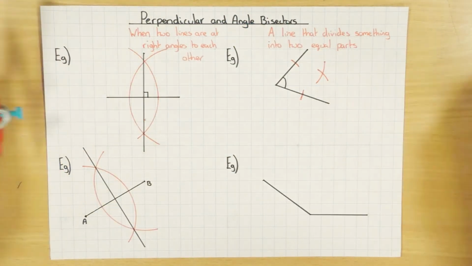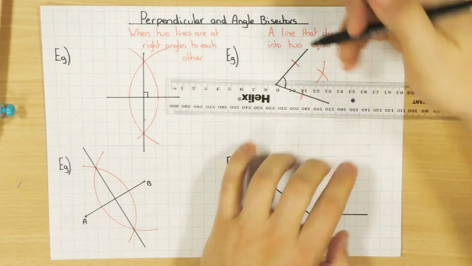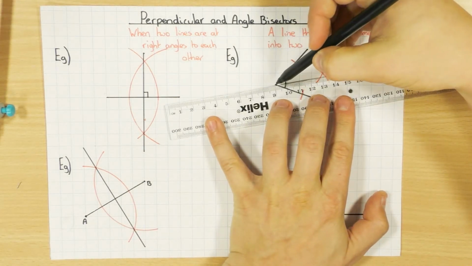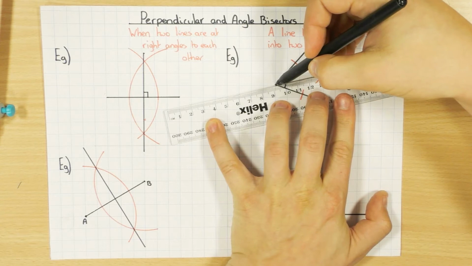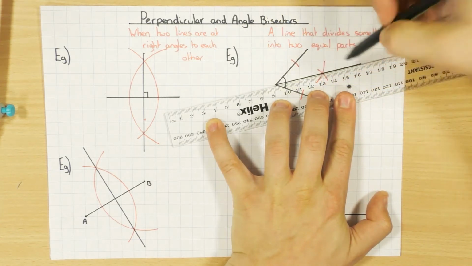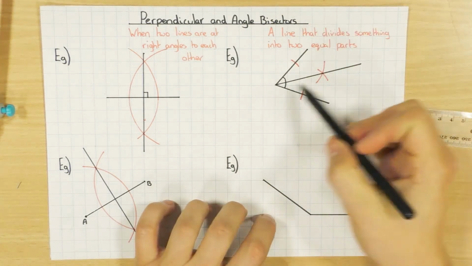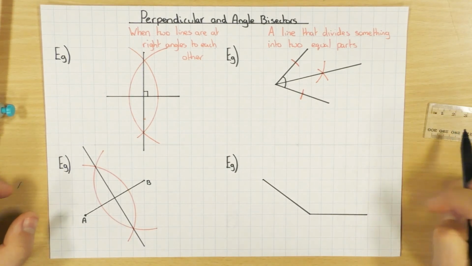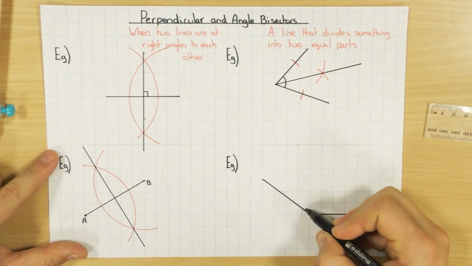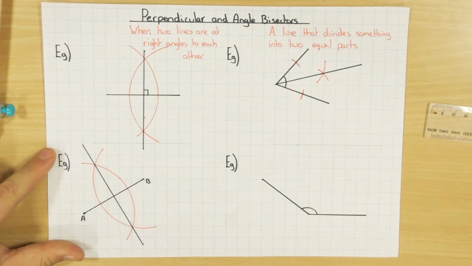So again, you'll have a cross. And you can then line up with a ruler from your point to your cross, like so, and you can draw your line. There you go, and you've bisected that angle straight down the middle. So that was an example of an acute. Here's an example of an obtuse, but it's exactly the same method.